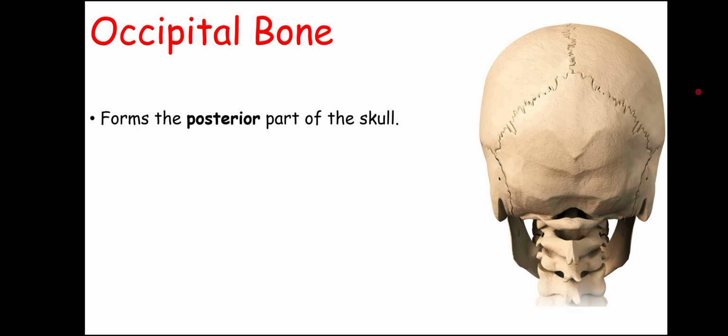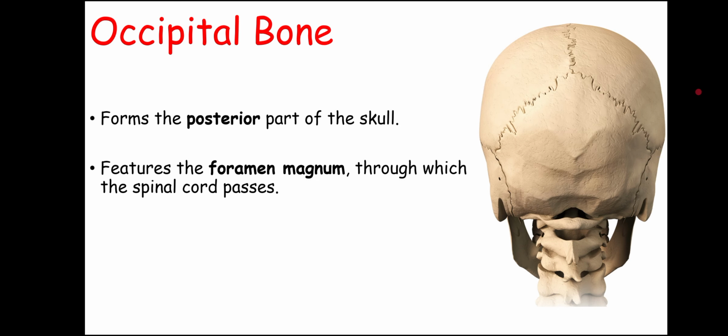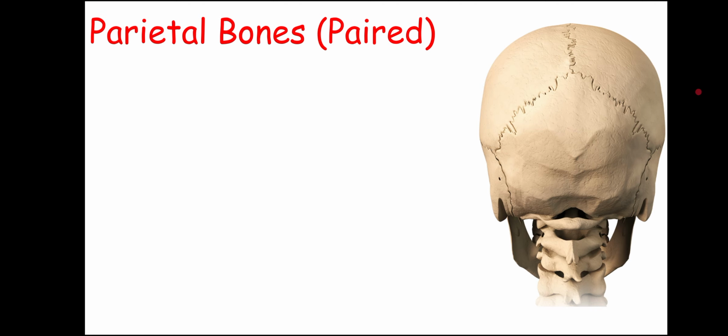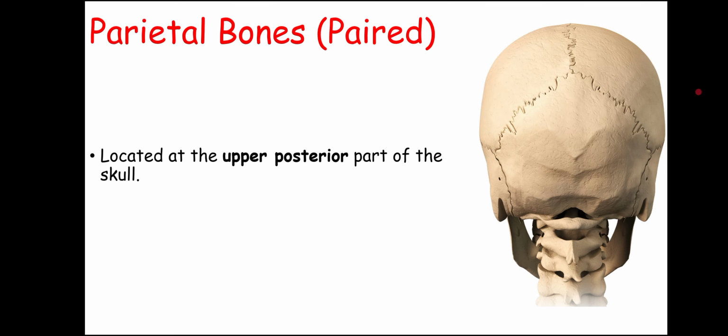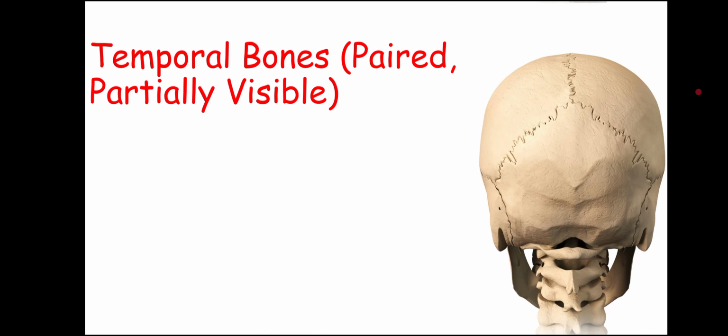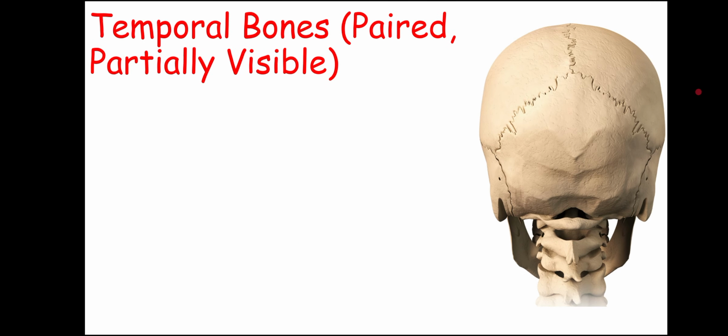Occipital bone forms the posterior part of skull and its features include foramen magnum, through which spinal cord passes. It contains external occipital protuberance that serves as a muscle attachment point. Next bone is parietal bone, that is paired bone. That means there will be two bones in every skull. They are located at the upper posterior part of the skull and it articulates with the occipital bone at the lambdoid suture.